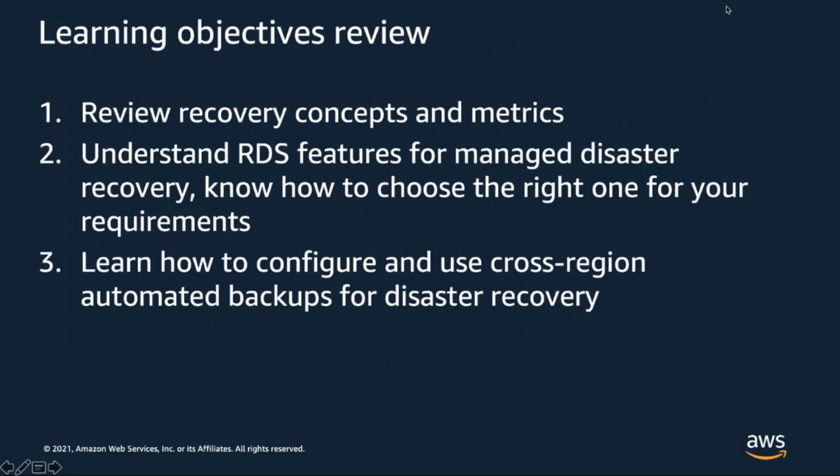So let's look at what we've covered. First, we've talked about recovery concepts and terminology and metrics. So we now know what high availability, disaster recovery, RPO, and RTO are. We've looked at the RDS features for supporting these capabilities. So we've talked about how multi-AZ supports high availability, and we've talked about how backups both in-region and cross-region, as well as replicas, can support disaster recovery. And finally, we've seen how to use and configure cross-region automated backups for disaster recovery.